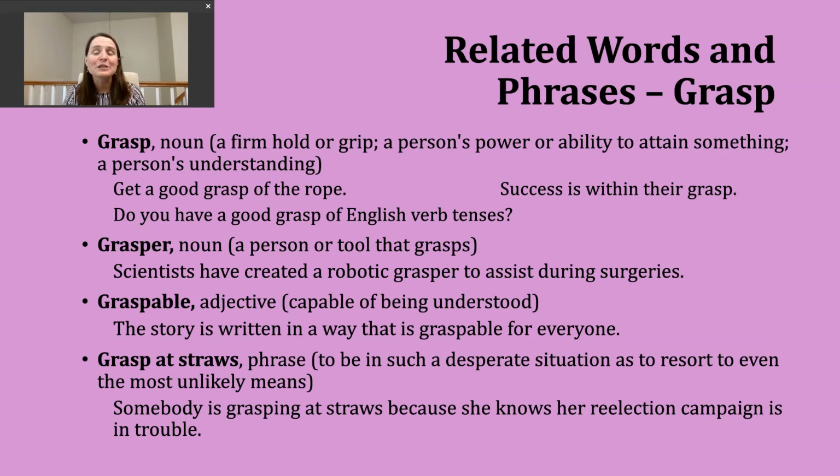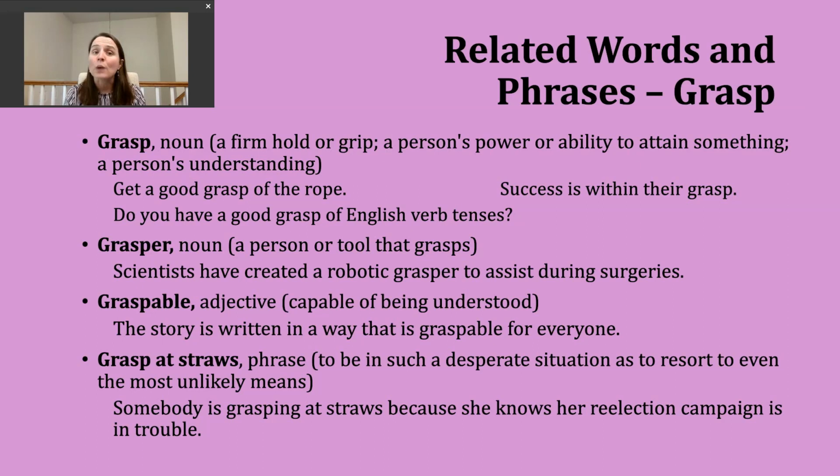Now let's spend a few minutes looking at some words and a phrase related to our verb grasp. And the first word we're going to look at has the exact same spelling and the exact same pronunciation. We're just going to use the word grasp as a noun. And like the verb, the noun has a few different meanings. When we use the noun grasp, we could be referring to a firm hold or grip of something. An example of this, get a good grasp of the rope, right? So someone is giving a command, using the imperative there to tell someone to hold something firmly.